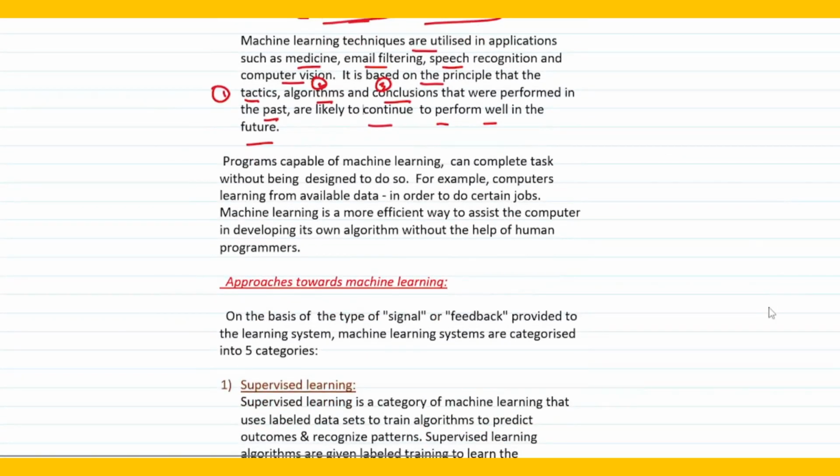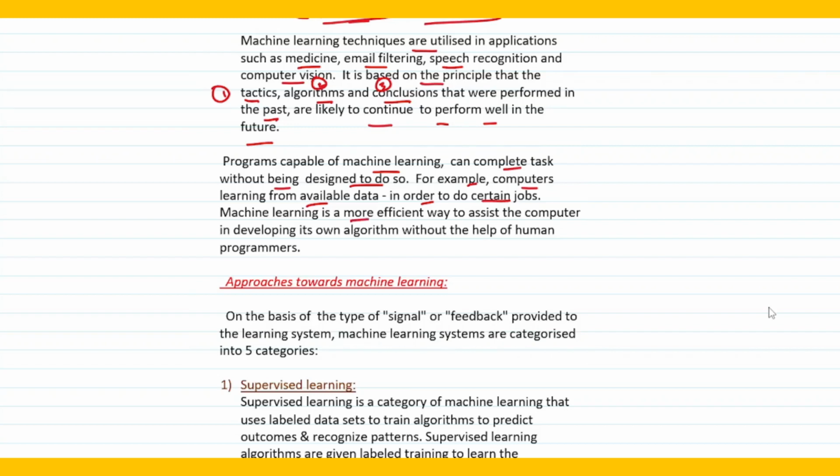Okay, moving on. Programs capable of machine learning can complete tasks without being designed to do so. So basically they are inherently built so that you don't need any human interference. Whatever programs are capable of machine learning, they can complete the task without being designed to do so. So there's no specific design required. They can automatically create such programs for themselves, right? For example, computers learning from available data in order to do certain jobs. So a computer can undertake the task of learning itself for executing certain processes or jobs, right?